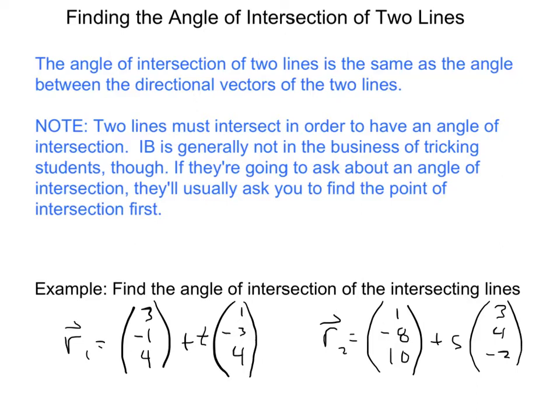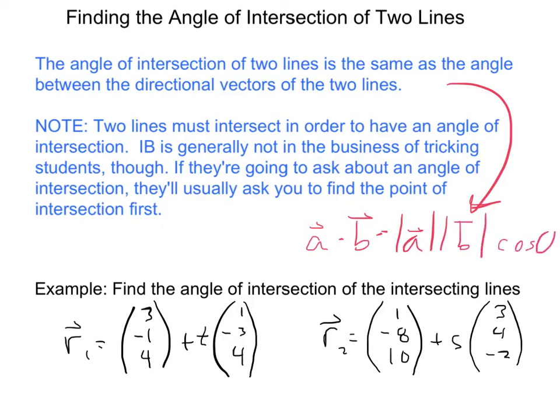One thing I have to say here is that I hope you remember how to find the angle between two vectors. We use the dot product for that, right? We remember, hopefully, that the dot product of A and B is equal to the magnitude of A times the magnitude of B times the cosine of the angle in between them. So if you want to find the angle between two vectors, you use the dot product and plug it into this formula. So if they ask you for the angle of intersection between two lines, all we have to do is find the two directional vectors of those lines and find the angle between them.